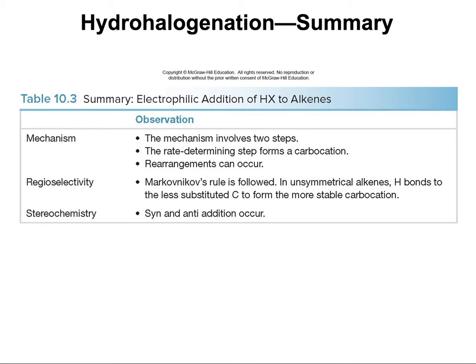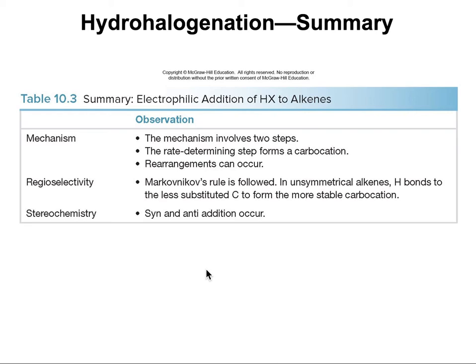And here you have a summary of hydrohalogenation reactions. Remember that the mechanism involves two steps. In the first one, which is the rate determining one, the carbocation is going to form. And then in the second one, the Cl or Br will come and attack. And because we go through a carbocation, a rearrangement could occur. For the regioselectivity, which means where the H and the Cl, Br, or even iodine are going to go, we need to look into the Markovnikov rule.